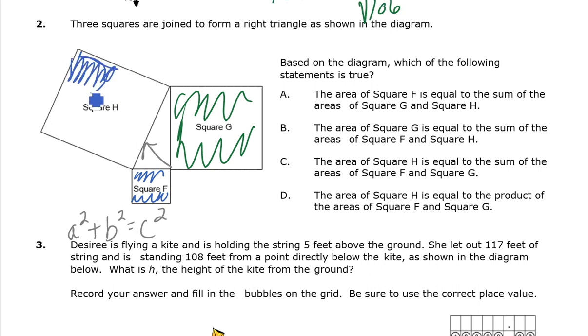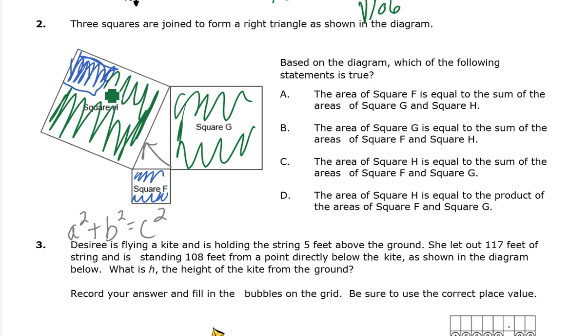So literally, if you remember all the models we did, if I had water inside square F and G, and I poured it into square H, it would completely fill with no space left. So F plus G equals H here. So if I read my answer choices, the area of square H is equal to the sum of the areas of square F and square G.